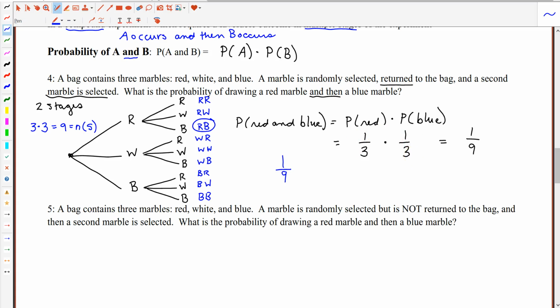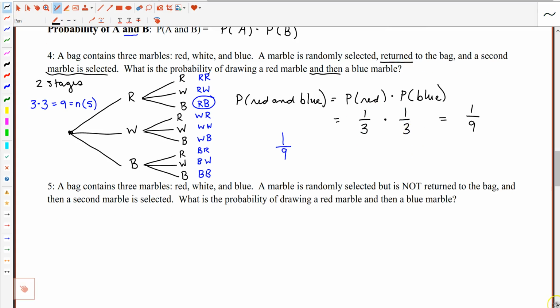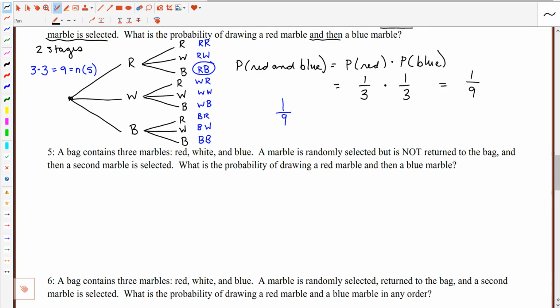So now that we've looked at that scenario, let's explore how this next one is a little bit different. The bag still has red, white, and blue marbles, one of each. A marble is randomly selected, but is not returned to the bag, and then a second marble is selected. All right, so it's not returned. What's the probability of a red marble and then a blue marble?